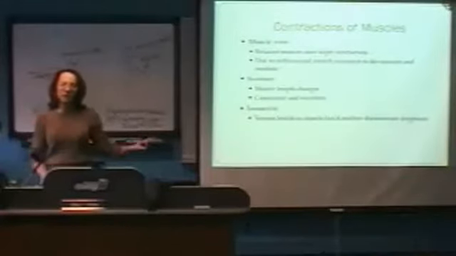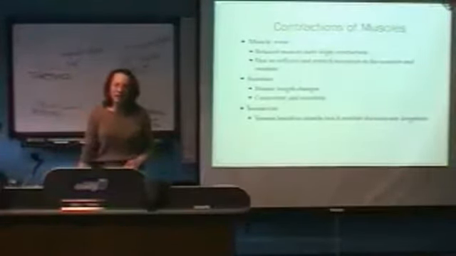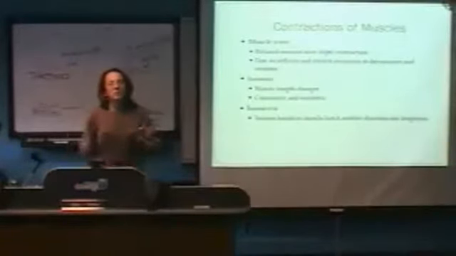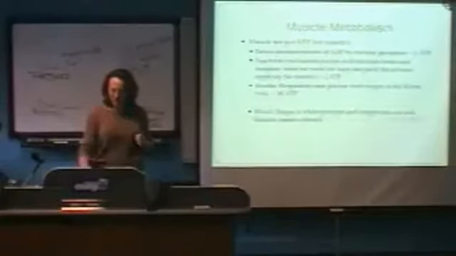Okay, so isotonic is movement, concentric is shortening, eccentric is lengthening from a contracted state. Isometric is when the muscle doesn't move at all.